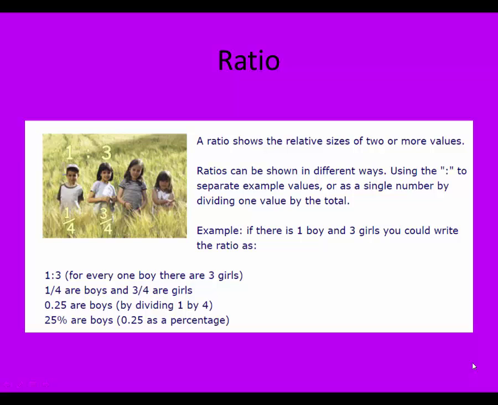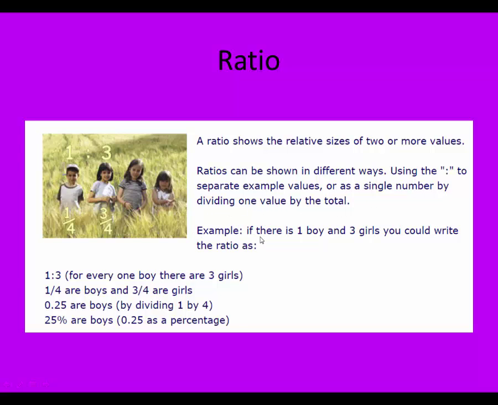A ratio shows the relative size of two or more values. Ratios can be shown in different ways, using the two dots that you see here to separate example values, or as a single number by dividing one value by the total.